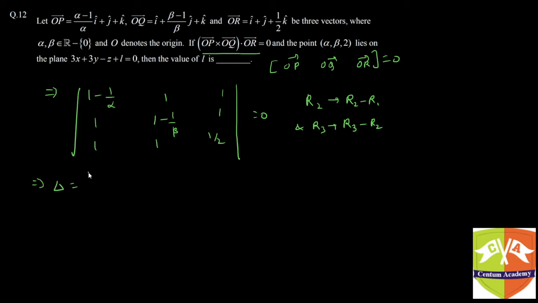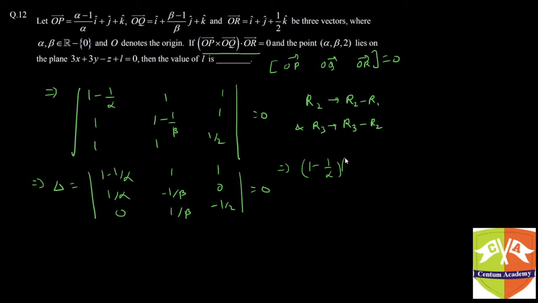So the modified determinant will become 1 minus 1 by alpha, 1, 1. 1 by alpha minus 1 by beta, 0. 0, 1 by beta and minus half. And this whole thing is 0. So if I expand this, I get 1 minus 1 by alpha times 1 by 2 beta plus 0 and plus 1 by alpha beta. And overall we have minus 0 minus 0. Minus minus will become plus 1 by 2 alpha equals 0.